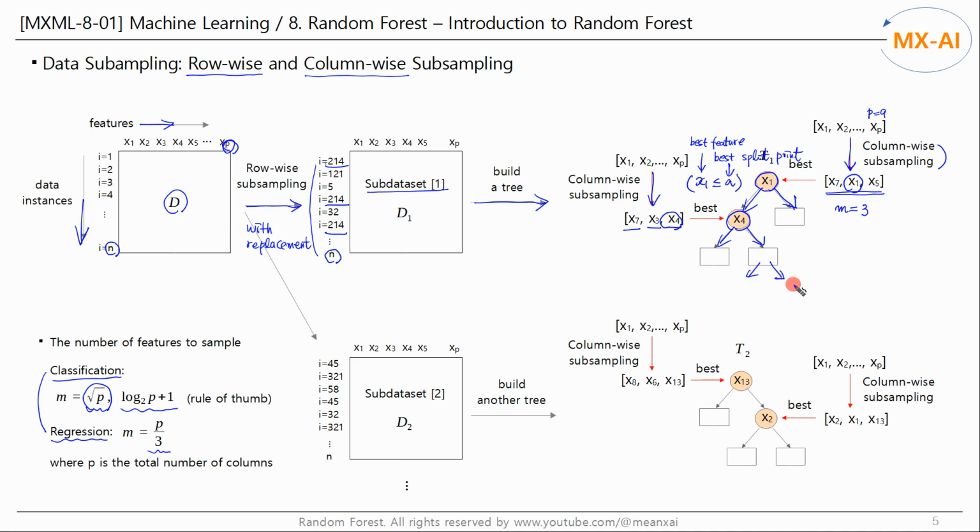At each node, a random subset of features is selected from the full feature set. Feature sampling is independently repeated at every node. Because of this independent sampling process, the same feature can be selected multiple times within a single tree. In this example tree, x7 was selected again. By repeating this process, we continue growing the tree deeply.